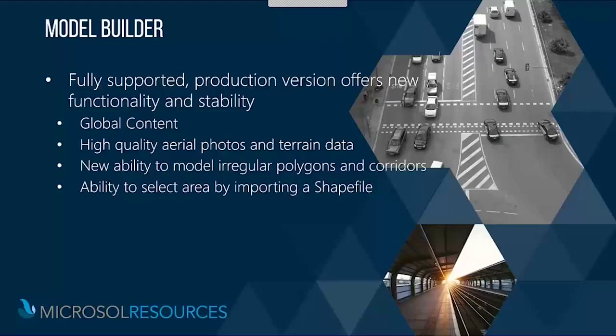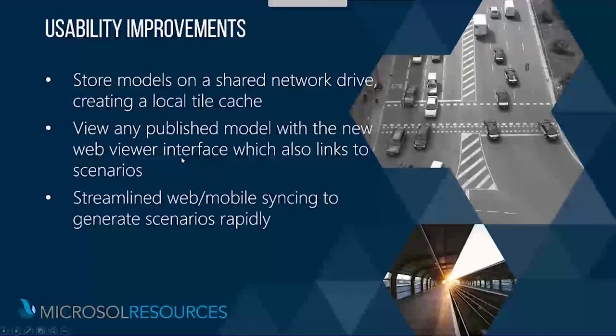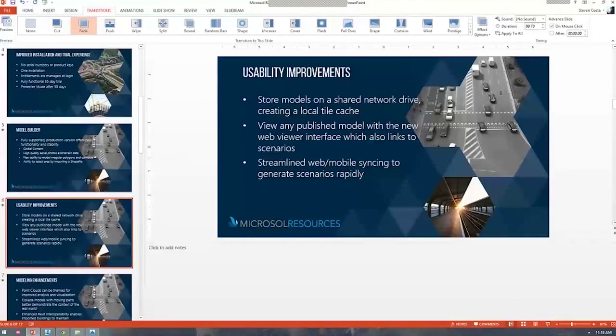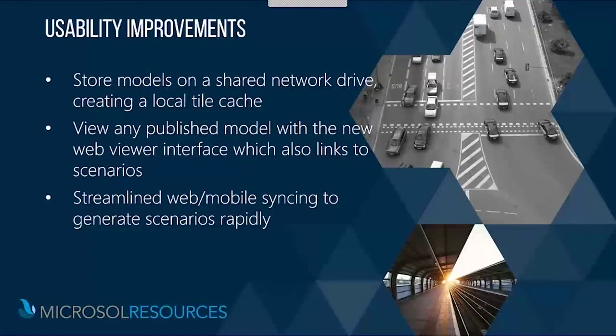And I'll go ahead and I'll go back. Let me close out my filter, and let's go over to some of the new features. Some of the new usability improvements, again, this is not going to sound too exciting, but it's actually really nice little features that they've added to the newest iteration of InfraWorks 360: the ability to store models on a shared network drive while creating a local tile cache. What that indicates is that typically in previous versions of InfraWorks, you were effectively working in your model, and most of the time you were working on your local hard drive.